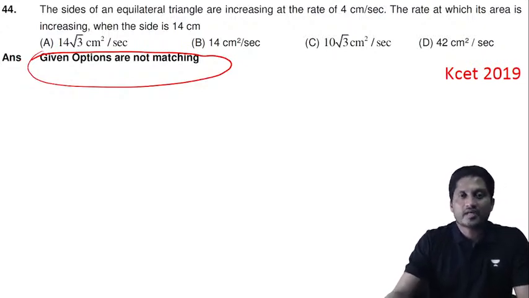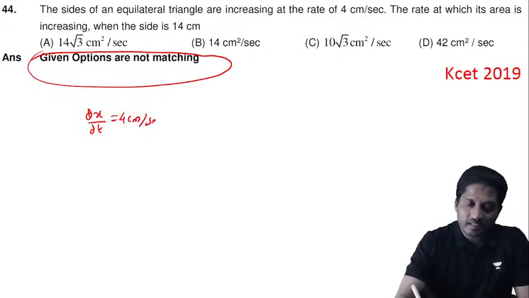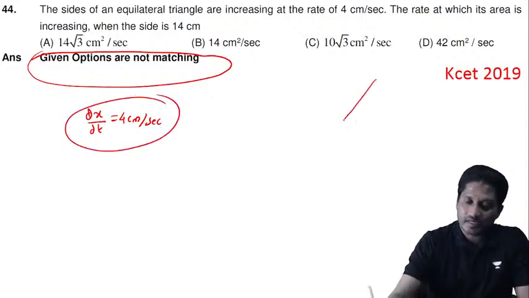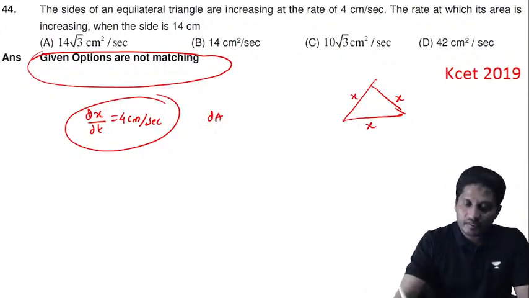The sides of an equilateral triangle are increasing at the rate of 4 centimeter per second. So rate of change of x with respect to time is equal to 4 centimeter per second. I'm going to take x as the length of each side of the equilateral triangle. This is x, and this is also x. I'm supposed to find dA by dt, the rate at which the area is increasing, when each side is equal to 14 centimeter.